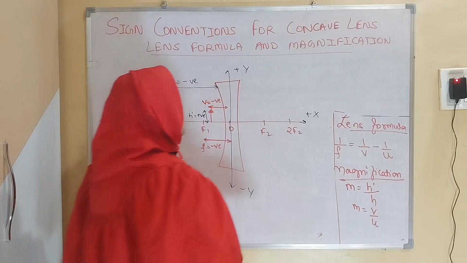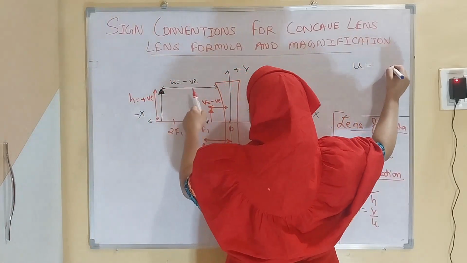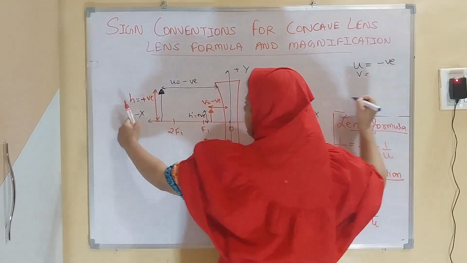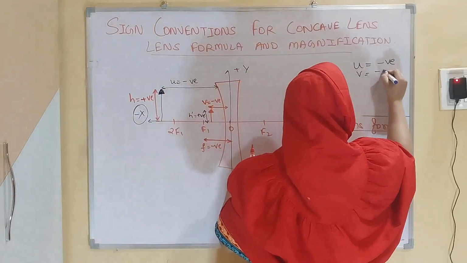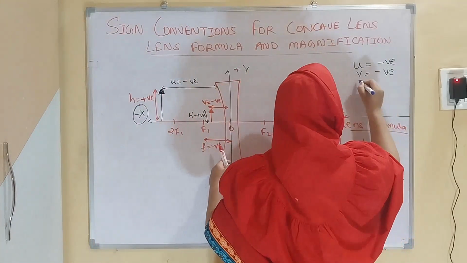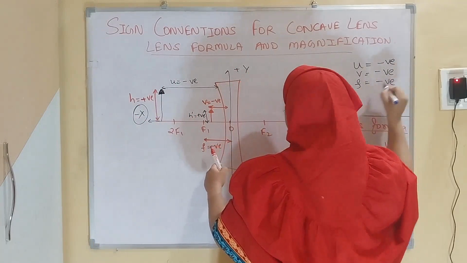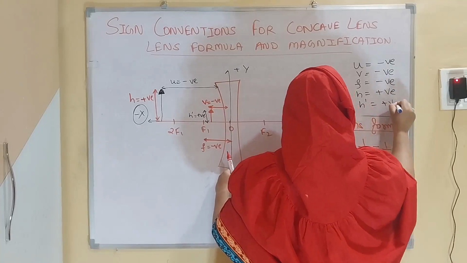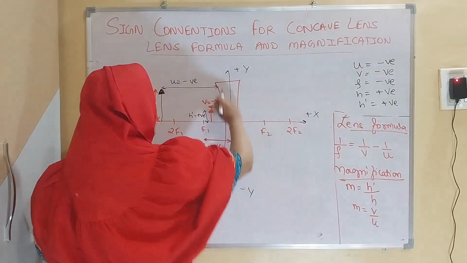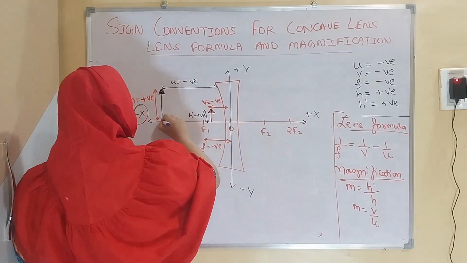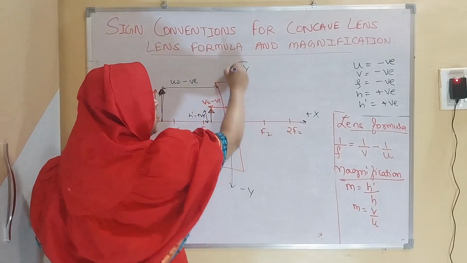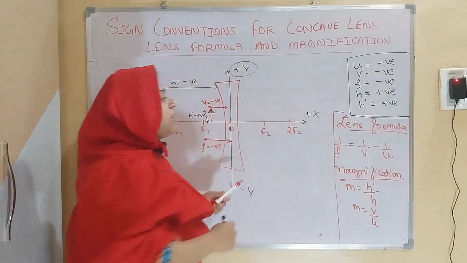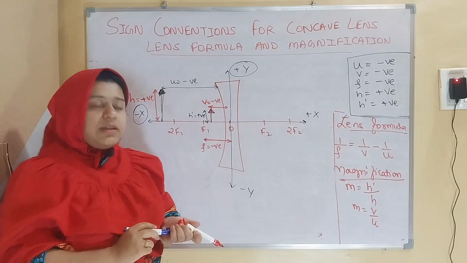Okay, so let us summarize. Object distance will be negative, image distance will also be negative. सब कहां पर है? Negative x axis की तरफ. Focal length will also be negative, height of object positive and height of image will be positive, क्योंकि object और image दोनों कहां है? ऊपर, towards positive y, so both will be positive. The lens formula and the formula for magnification will remain same.